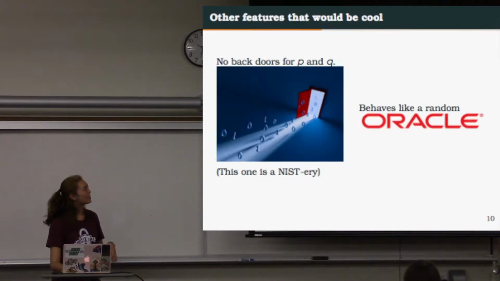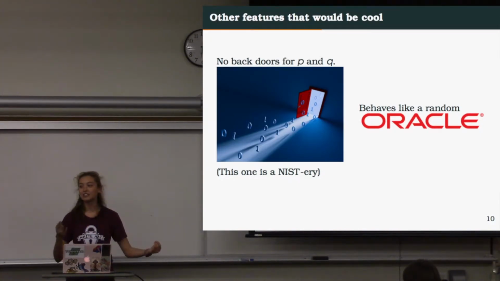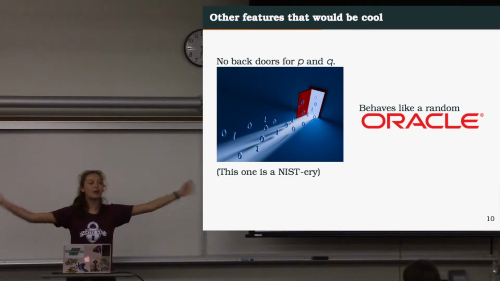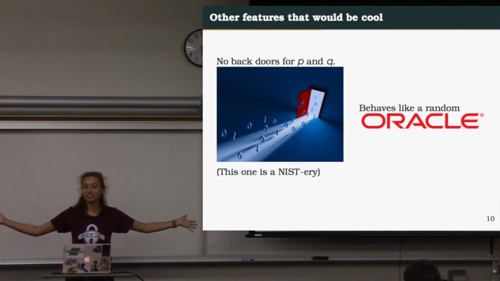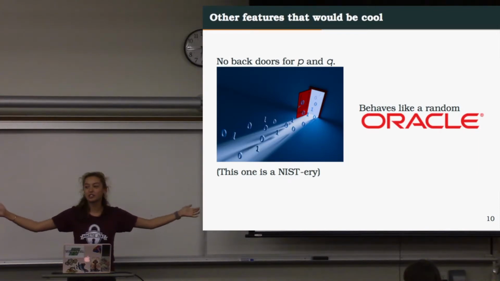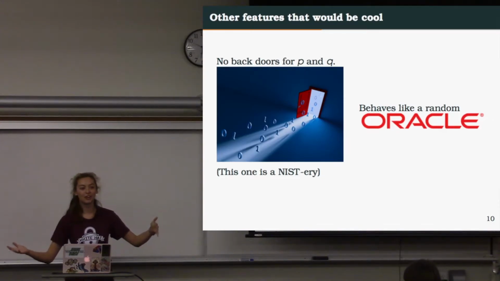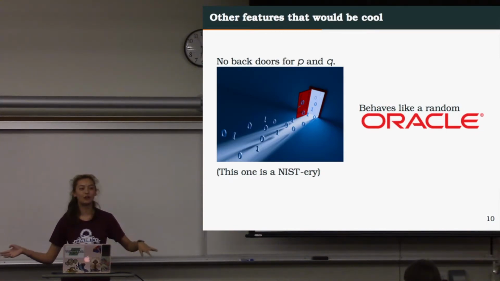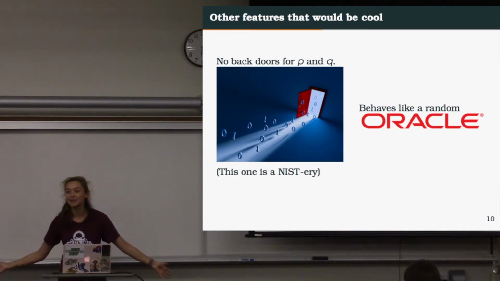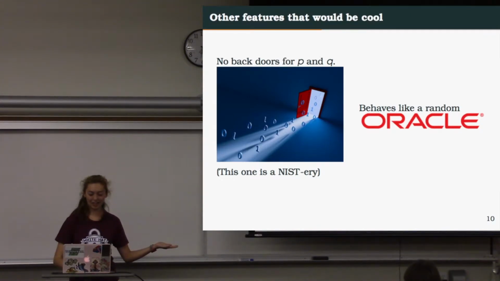So with that, some other features that would be cool to have is you can't have backdoors for P and Q. A lot of cryptographic functions use these things called P and Q that are these big primes. And there is a whole thing where in some hash functions, you'd be able to pick a P and a Q such that you'd be able to easily decrypt a message. So it was like a weird mathematical backdoor that's a really cool concept, but also don't have those because they're bad. And then it should also behave like a random oracle. Basically, it should just seem totally random and like complete garbage, all of the output. And hopefully that's what you get.